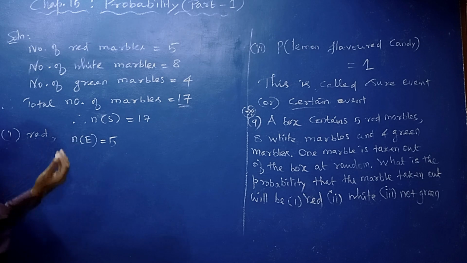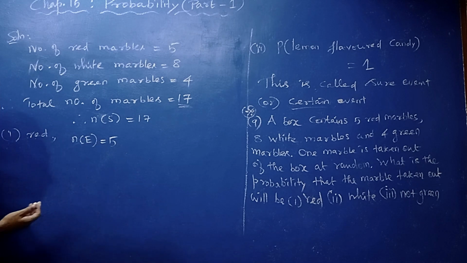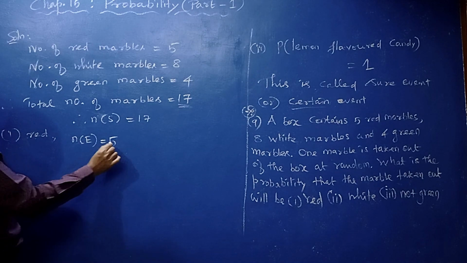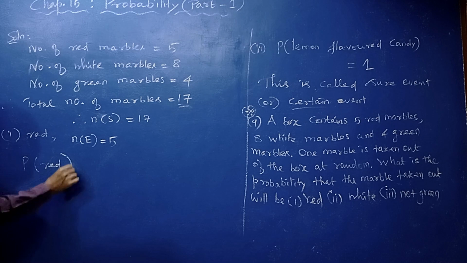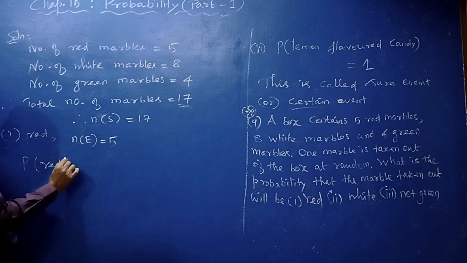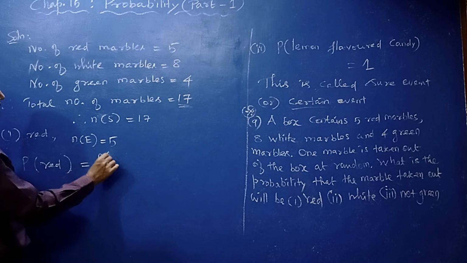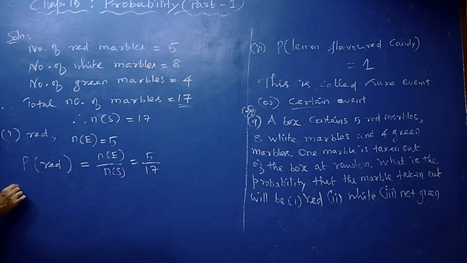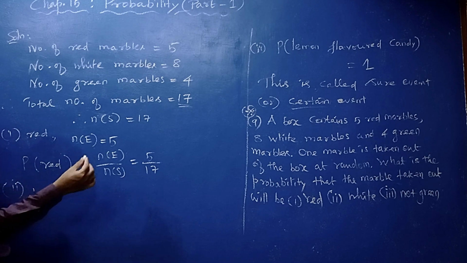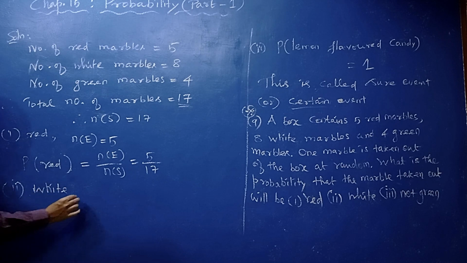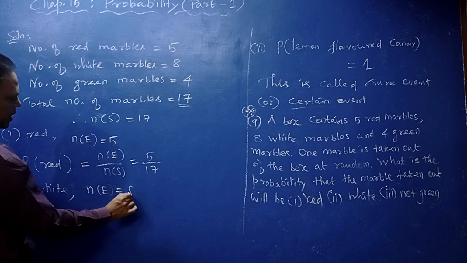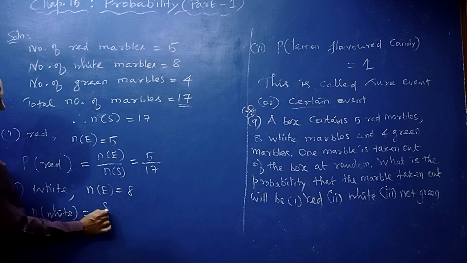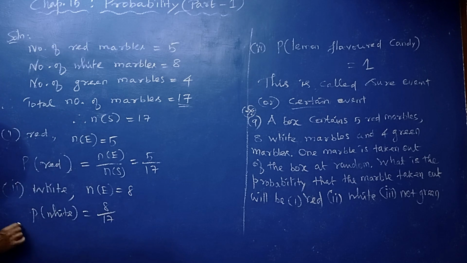Now the first problem, red marble. What is the probability that the marble taken out is red? That is n of E. How many possibilities are there? Red marbles 5. That is n of E, the favorable outcomes, so that is 5. Therefore, the probability of red marble equals n of E by n of S, that is 5 by 17. Second, the same way for white. For white, n of E is how many white marbles? 8. So the probability of white marble equals 8 by 17.